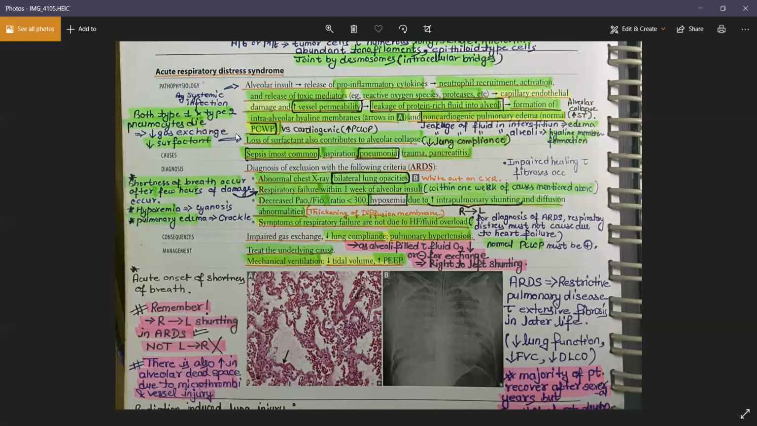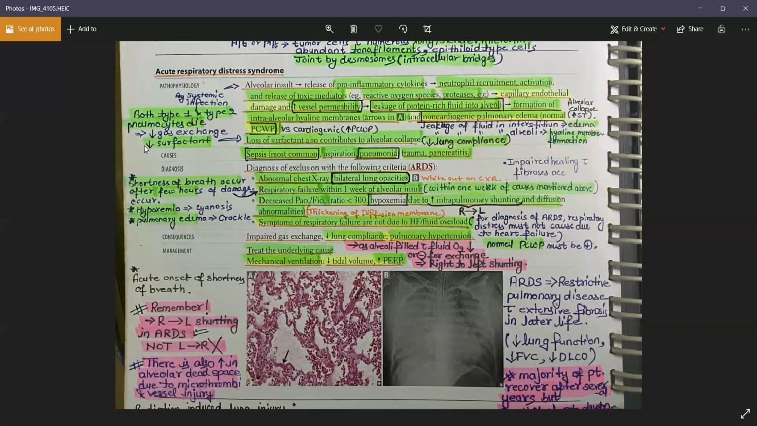Now, because of release of all these cytokines and toxins and the leakage of this fluid, the patient ultimately loses surfactant. And when they lose surfactant, the patient will be having an alveolar collapse, right? So both the type 1 and the type 2 pneumocytes die in this condition. The patient will be having a loss of gaseous exchange. The patient will be having a loss of surfactant. Surfactant is not there. That means the compliance of the lung is also decreased now.